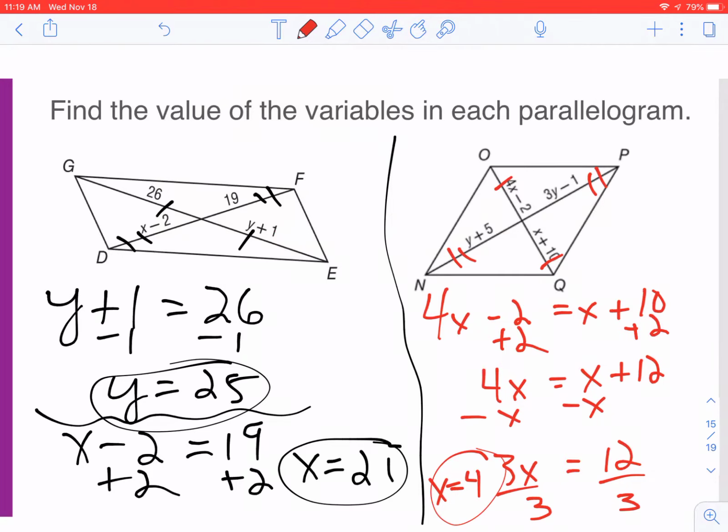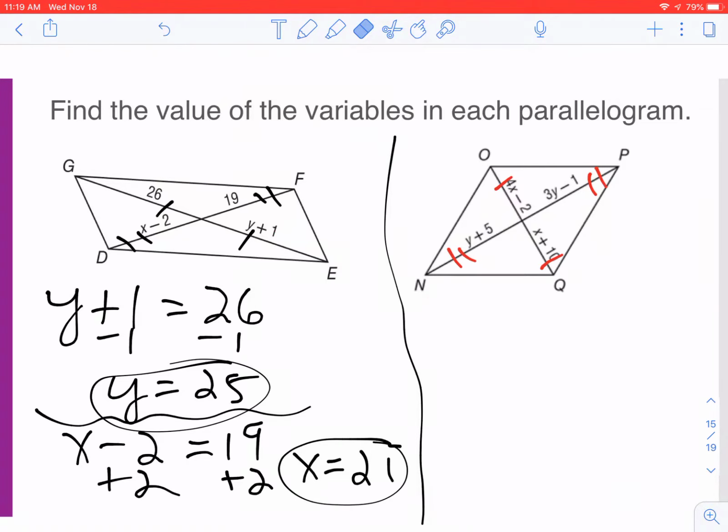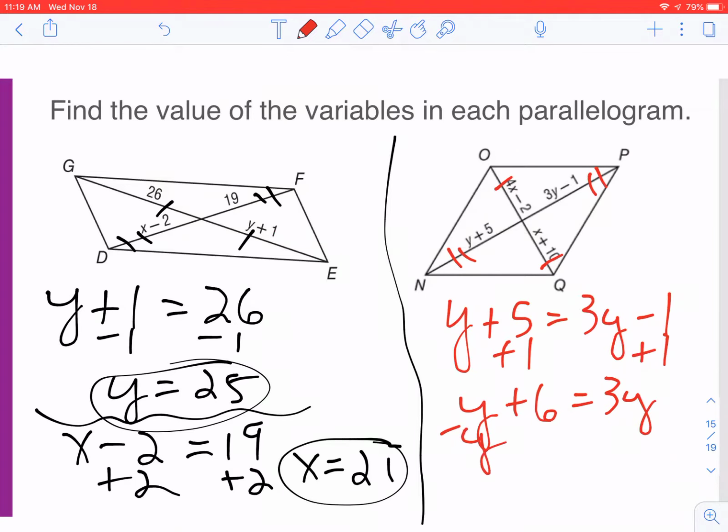Okay, so x equals 4, I have to erase all this. And now we're going to find y. Y plus 5 equals 3y minus 1, plus 1, plus 1. Y plus 6 equals 3y. Minus y, 6 equals 2y, divide by 2, y equals 3.